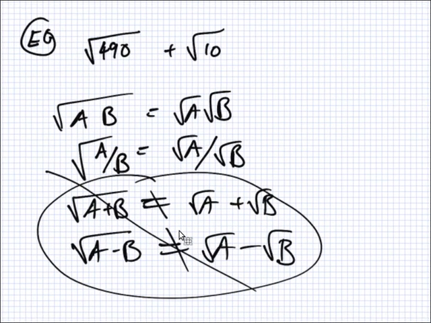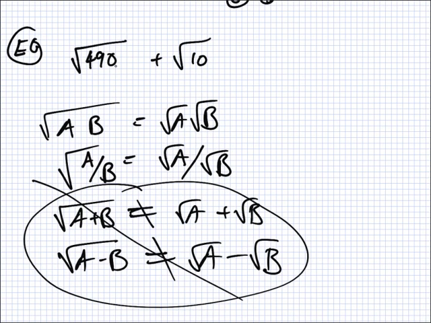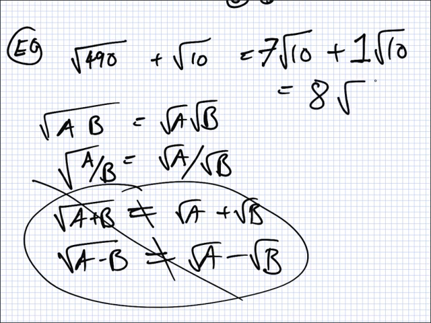So what do you need to do? Well, you can simplify each of these. So this would be 7 root 10, when you do the same process as before, plus 1 root 10, which is 8 root 10. So that works out. It only works because of how I made the question. If I had something like root 3 plus root 5, that's it. You can't do anything with it.